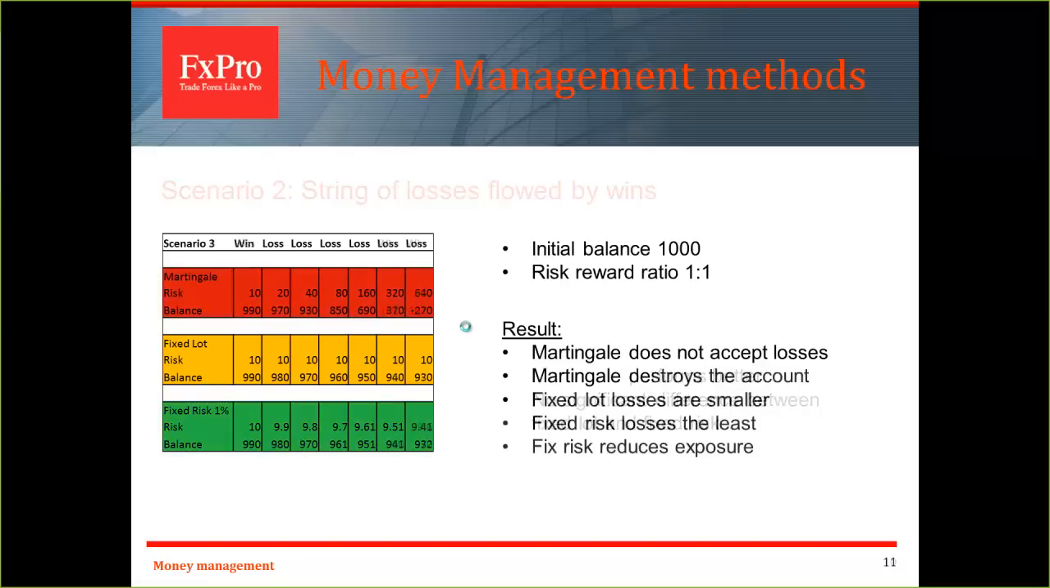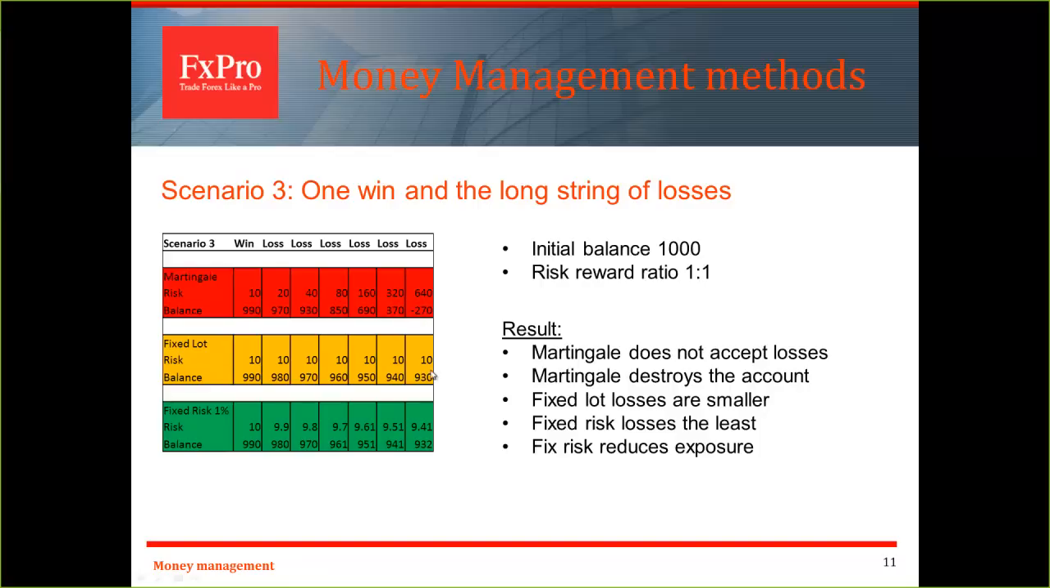Now we come to the next scenario, scenario 3, where we have 1 win in the beginning followed by 6 losses. And now we see the disadvantages of using Martingale. In this case it just completely destroyed the entire account. It did risk $10 in this case, and then eventually increased it all the way to 640 and completely destroyed the account and actually went into negative.